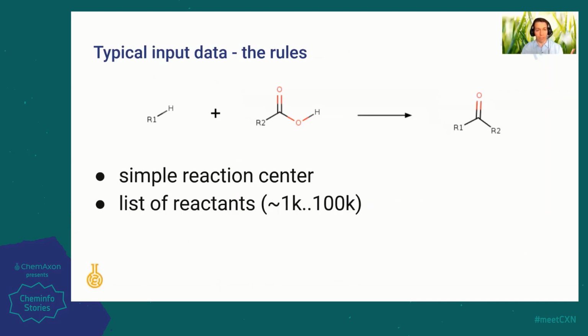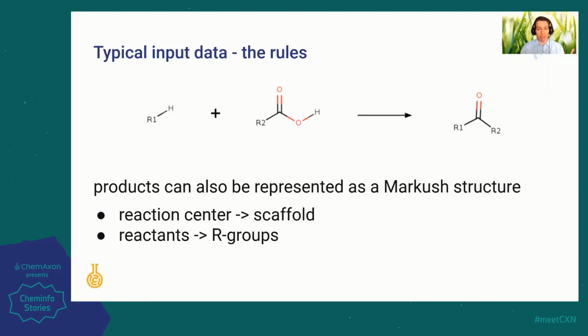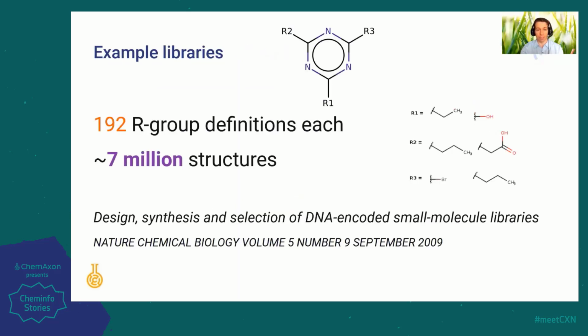The typical input data: what are the rules that we are talking about as rule-based search? They are usually based on reactions. We have a reaction center, which is usually a very simple one, and there is a list of reactants, not that huge in size, usually less than 100,000 structures. So it's in the normal range to handle. Sometimes they are also represented as a Markush structure with the simplest scaffold and R groups. We are talking about the same thing if you think about that.